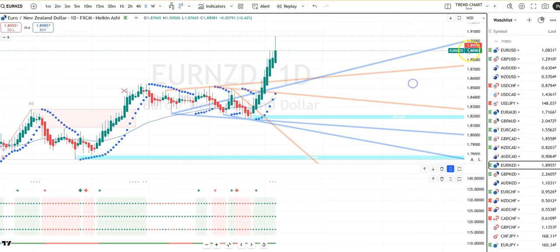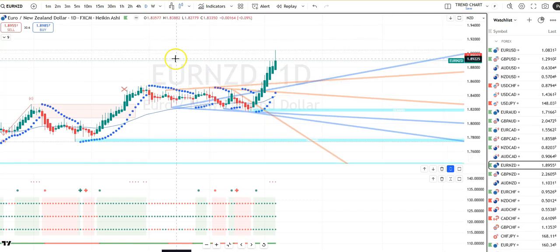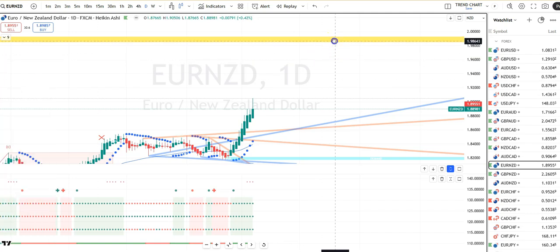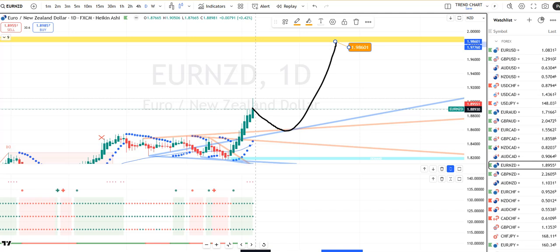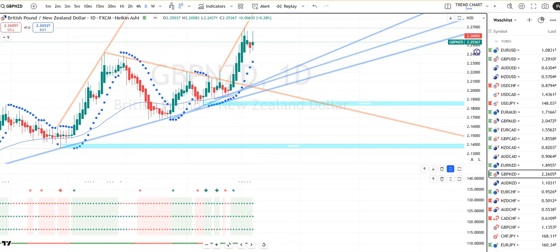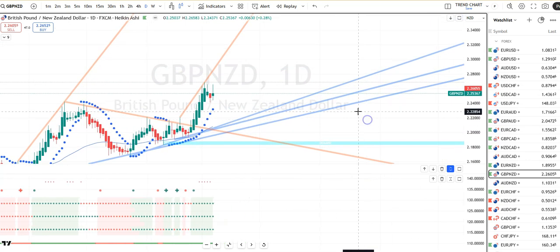Euro New Zealand is to the upside. We've got breaker structure here, which is fantastic, and we have a big target here of 198.60. Pullback is likely, so look out for that. I'll keep you posted. This bounce off here is going to be a fantastic entry with a target 198.60. These opportunities don't come around very often. If you've been with me for a few years, you've rarely seen these positions look so good.